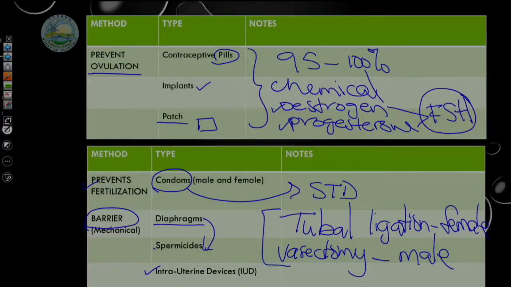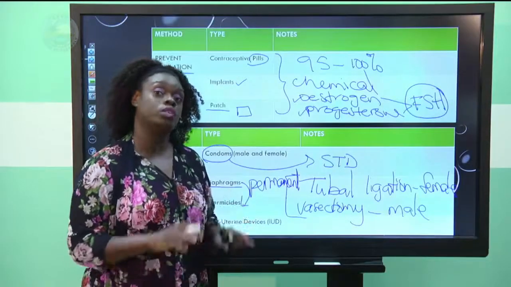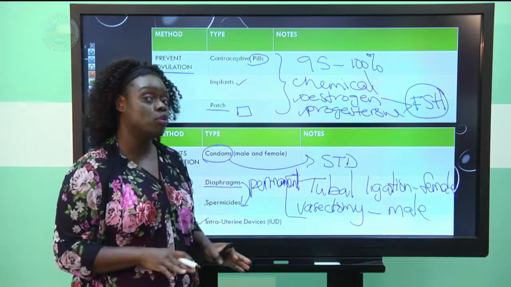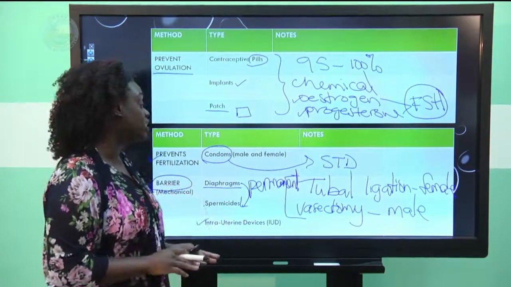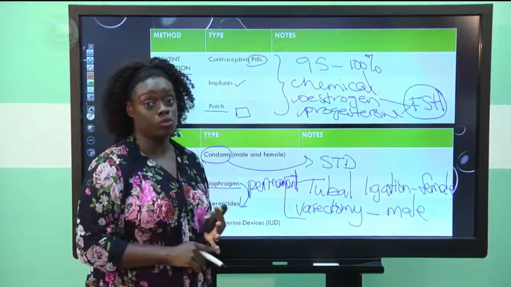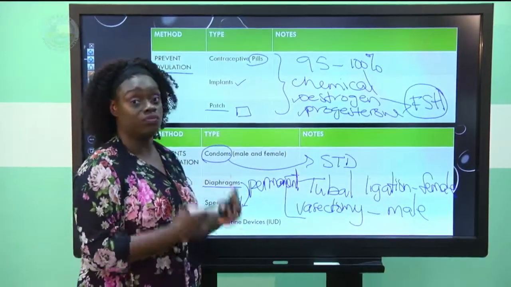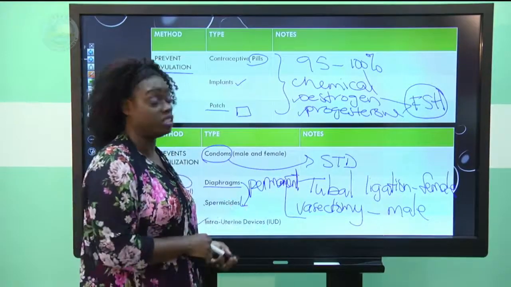So these are permanent, and you would only resort to these methods of birth control if you are absolutely sure that you don't want any more children or any more pregnancies, because it involves a surgery, one, and two, it is very difficult to reverse the decision.